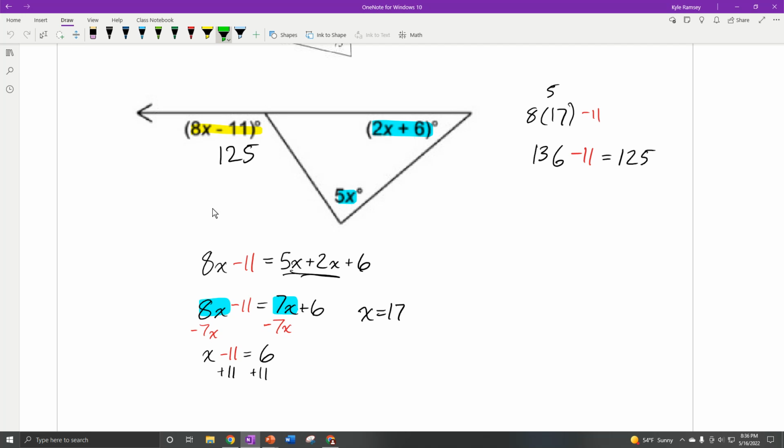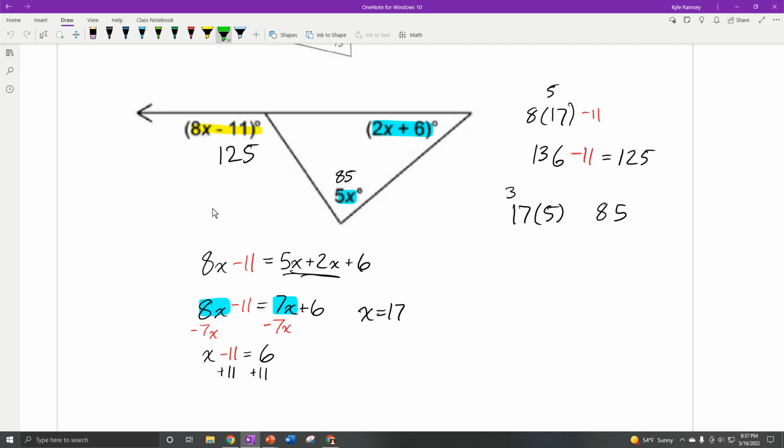That should make things pretty easy at least, because if we figure out what one of those are, we can just deduct that from 125. So let's look at the 5x. 17 times 5. That's simple enough. 5 times 7 is 35. 5 times 1 is 5, plus 3 is 8. So we have an 85 down here.